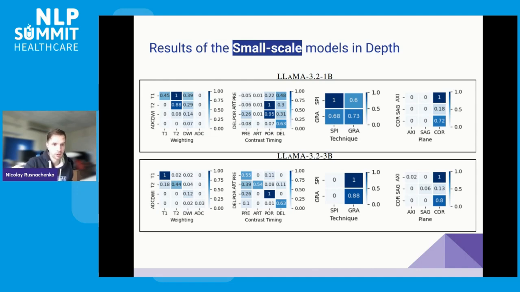For example, for the weighting technique, we can see that mostly models cannot understand the difference between T1 and T2 series. As for the contrast timing, it turns out that most of the models predict the portal timing of the contrast injection. And a similar fact applies to the other aspects, such as technique and plane, where models tend to predict only one class. That means they don't differentiate the various setups mentioned in the textual narratives.